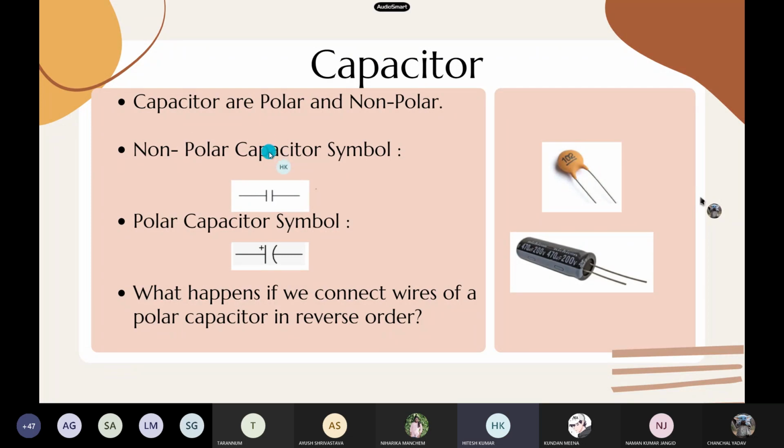So capacitors can be polar or non-polar. For non-polar capacitors, we use a symbol like this. And for polar capacitors, we use a symbol like this. In the polar capacitor symbol, there is a straight line and a curved line. The straight line represents the positive terminal of the polar capacitor, and the curved line represents the negative terminal. Now, what happens if we connect the wires of a polar capacitor in reverse order?